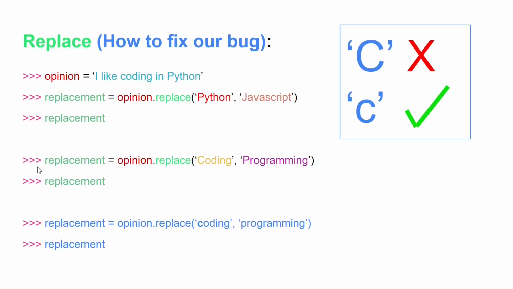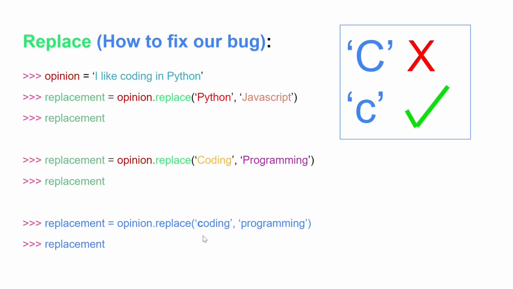So when we tried the second example out, replacement is equal to opinion.replace, coding, programming. And then when we printed replacement out, it showed our original string, I like coding in Python. And when we printed out our first variable opinion, it showed the same string. So the way to fix this is one minor change here, and you may not notice it, but this time we've made the c not capital. When we tried it out last time, the C was capital, but the way to fix this is to make the c not capital, because in this original string, the c is a lowercase letter.